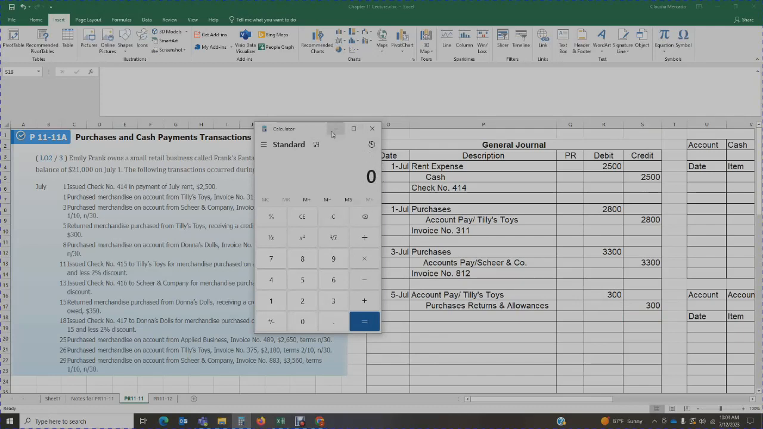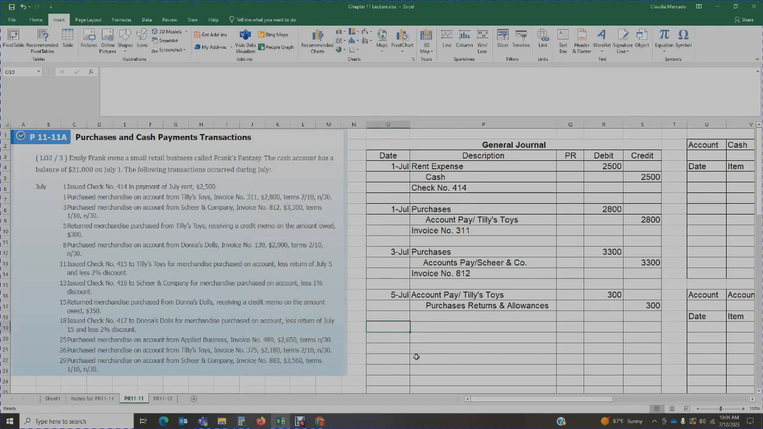Okay? And here I'm going to put that we return merchandise. Okay? That happened on July the 5th. On the 8th, we made another purchase on account from Donna's Dolls, invoice number 139 for $2,900. Terms 2/10, net 30. So we made another purchase on July the 8th.